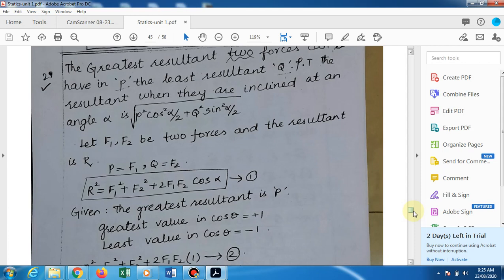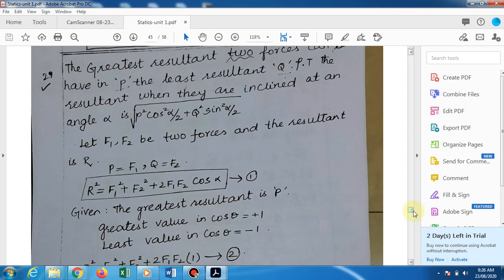Statics problem. The greatest resultant of two forces is P, and the least resultant is Q. Prove that the resultant when they are inclined at an angle alpha is the square root of P square cos square alpha by 2 plus Q square sin square alpha by 2. What we have to prove is this: square root of P square cos square alpha by 2 plus Q square sin square alpha by 2.